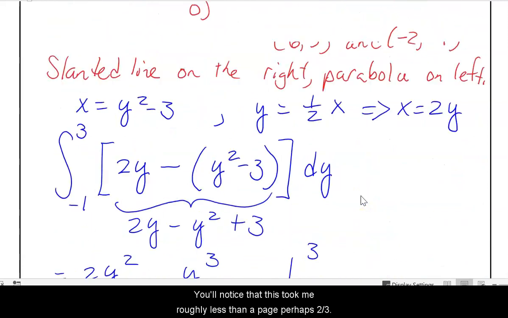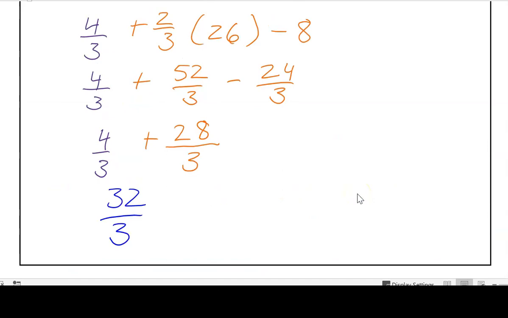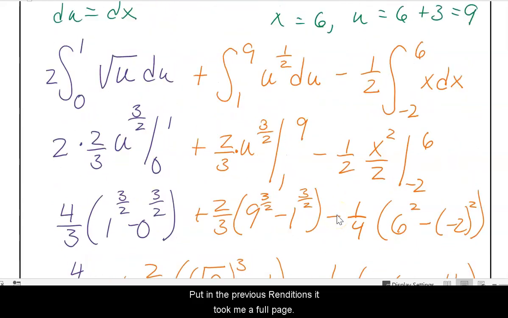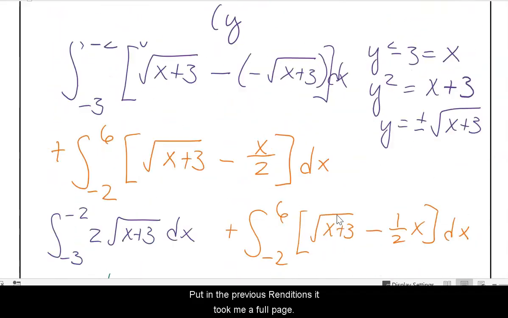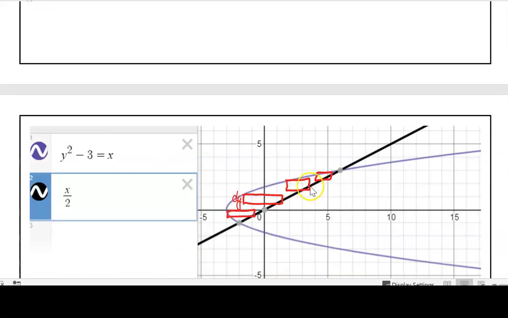You'll notice that this took me roughly less than a page, perhaps 2/3. Looking at what was done before, you'll see that again, the answer is 32/3. But in the previous rendition, it took me a full page and almost all of another page. In other words, if you choose the correct variable to integrate with respect to, you can save yourself a lot of time and a lot of aggravation. Let's take a look at another example.